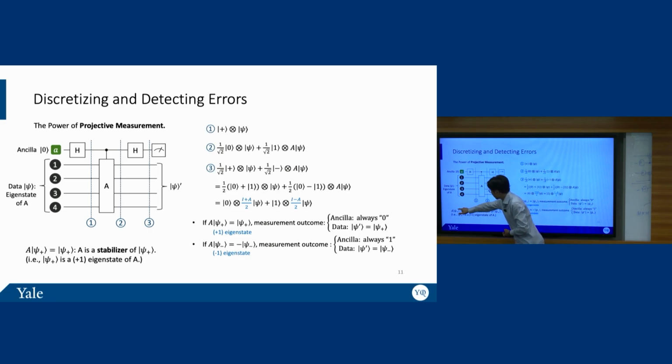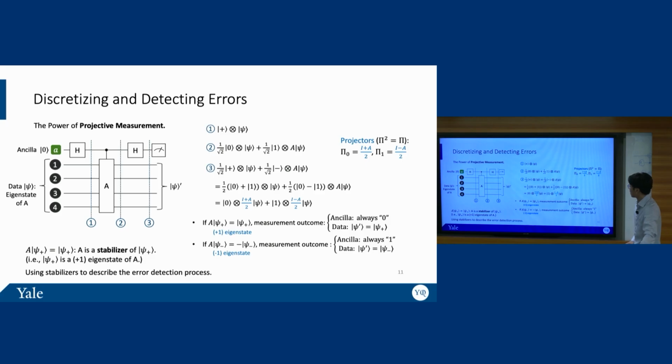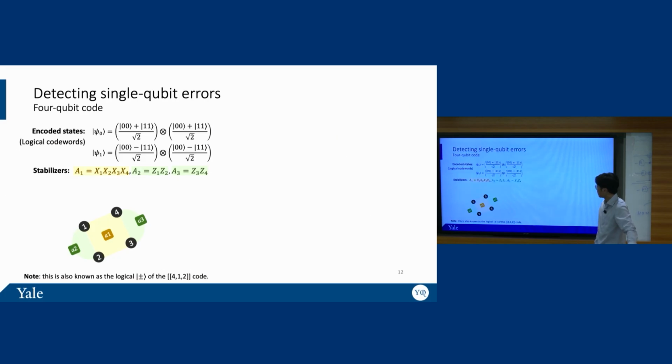If the action of A on some quantum state does not change it, we call A the stabilizer of the quantum state. In other words, the quantum state is a +1 eigenstate of the operation A. Of course, this can be better understood through an example of how this stabilizer formalism can help us describe an error detection process. So let's build a simple code out of this structure.